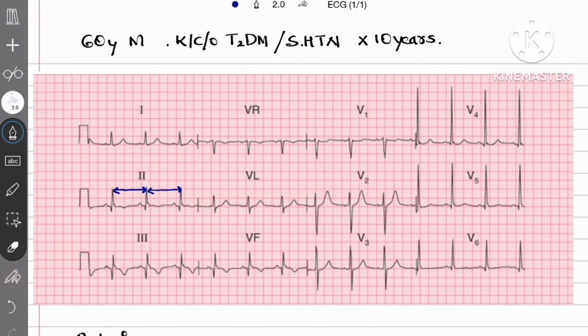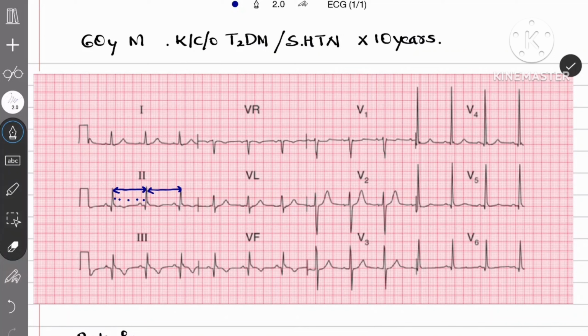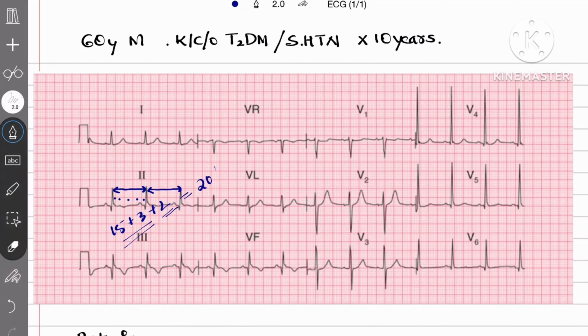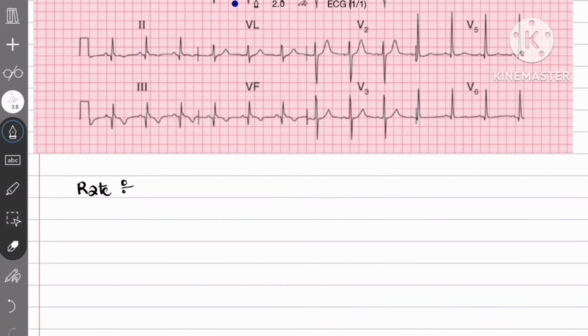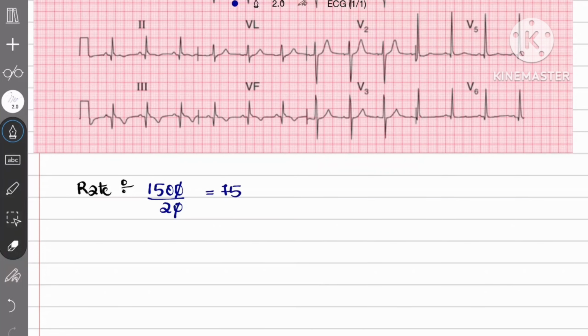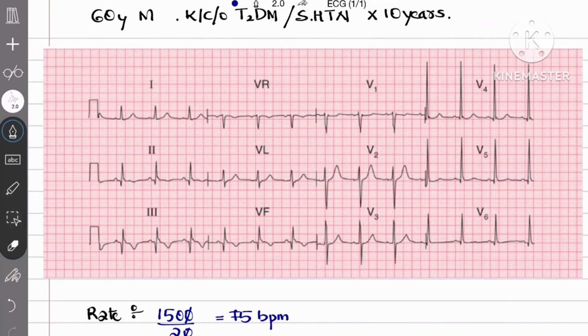So we can see 3 big squares along with 2 small squares and 3 small squares. So it is 15 plus 3 plus 2, that is 20 small squares in between the RR interval. So we can write it as 1500 divided by 20 small squares, so it will be 75 beats per minute. This is the rate of this ECG.